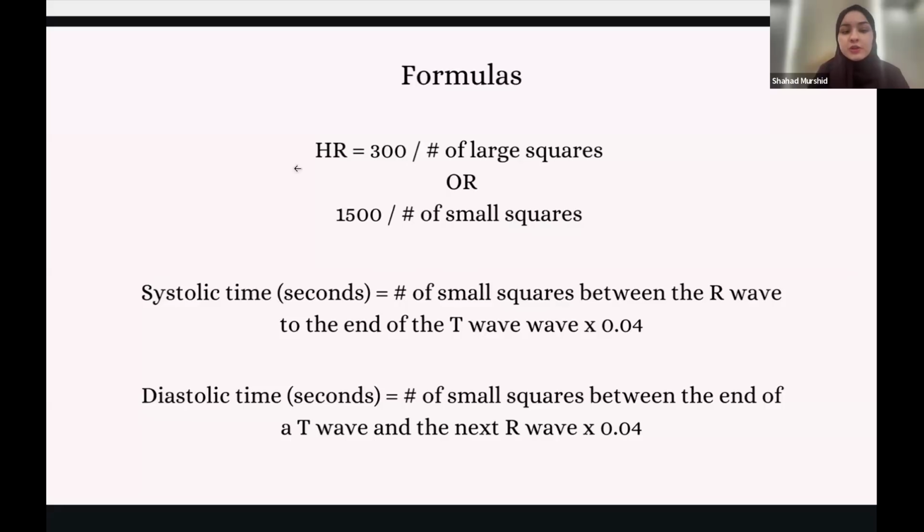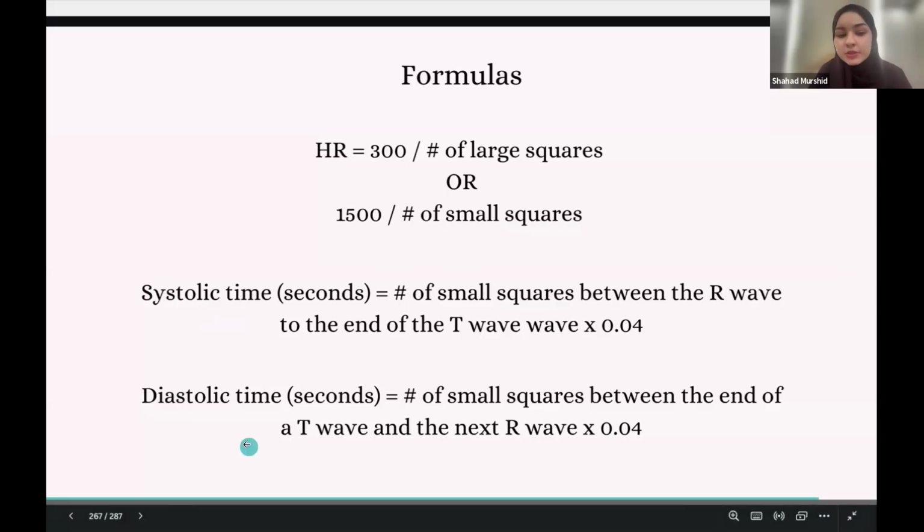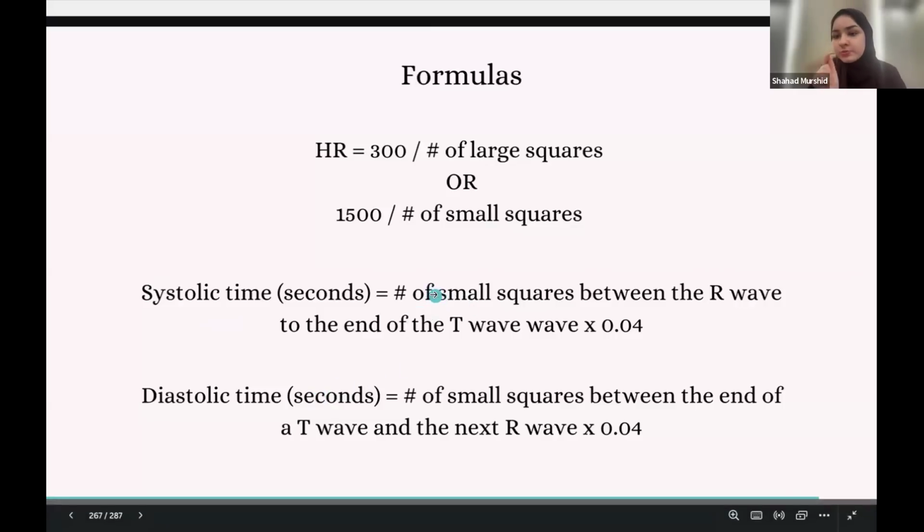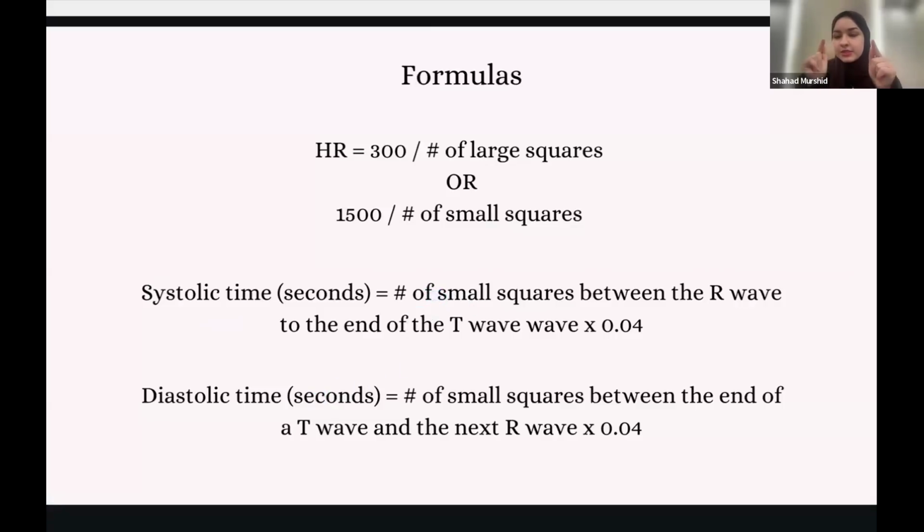And then also calculation of systolic time and diastolic time. I've never done this in my life, by the way. I don't know why you need to do it, but it's in your slides, so I guess you should know how to calculate it. The way you do it is you count the number of small squares between the R wave and the next T wave, because that's what we said the systolic period was, from the peak of the R wave, which is the peak of the QRS, up until the T wave.